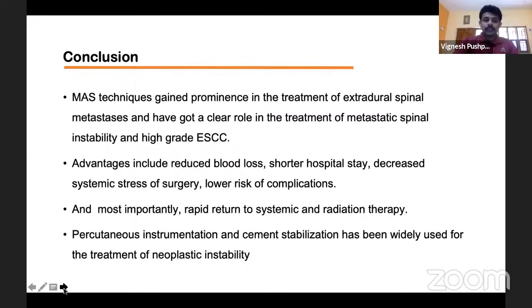The advantages include reduced blood loss, shorter hospital stay, decreased systemic stress of surgery, and low risk of complications. Most importantly, there is rapid return to systemic and radiation therapy. The percutaneous instrumentation and stabilization, cement stabilization, has been widely used in the treatment of minimal access surgery in metastatic spine tumors with instability as well as canal compromise.